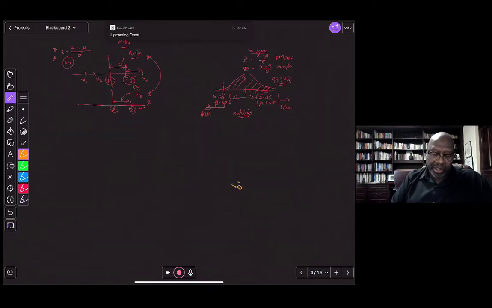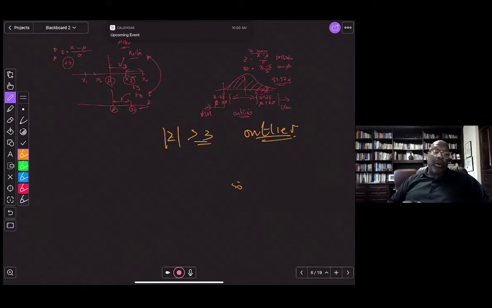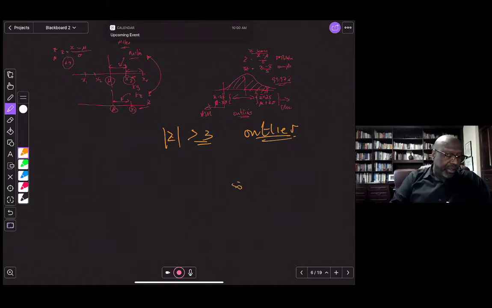If the distance is greater than 3 standard deviations, right? If the absolute value of z, because sometimes it could be negative, is greater than 3, then we will consider this an outlier. All right. Now, our book also gives us another way of considering the outliers.